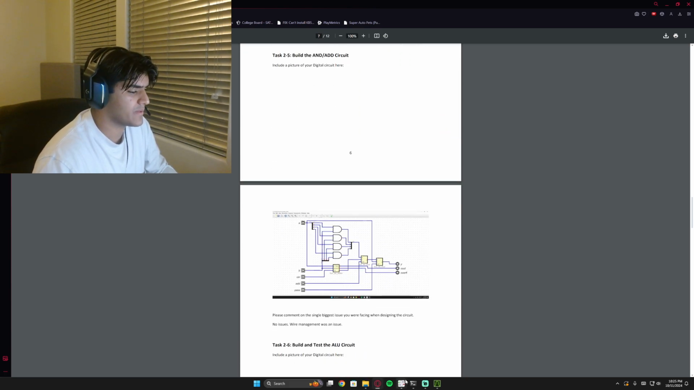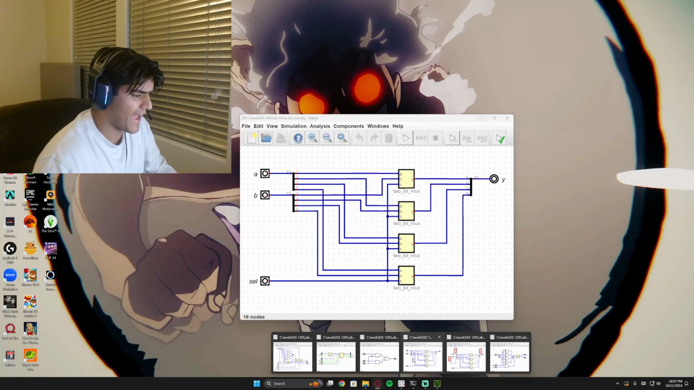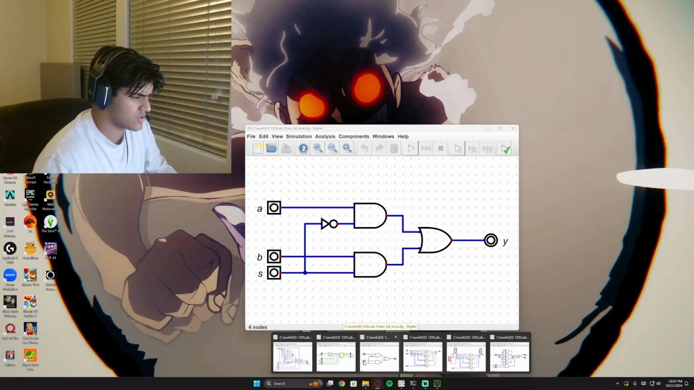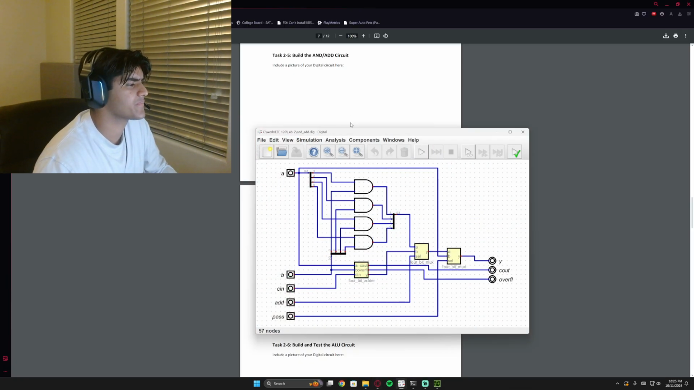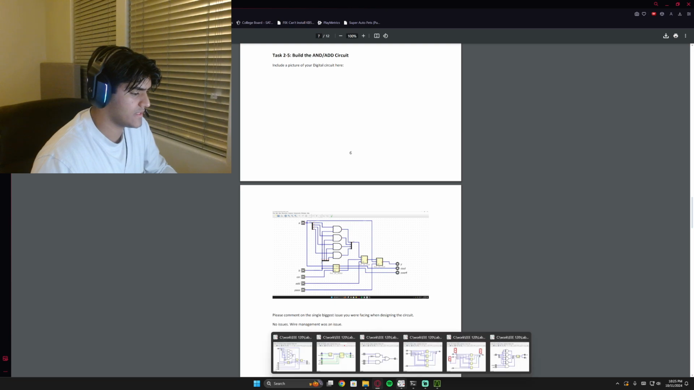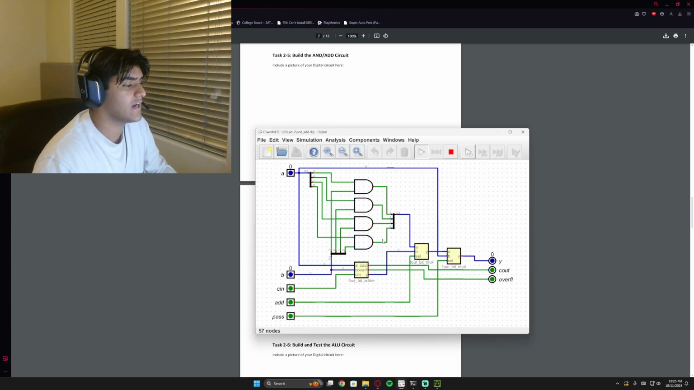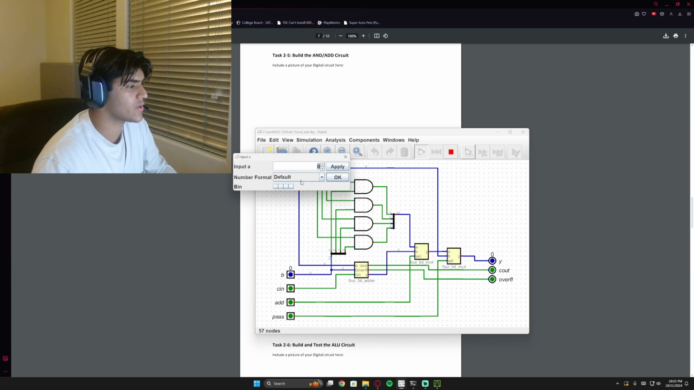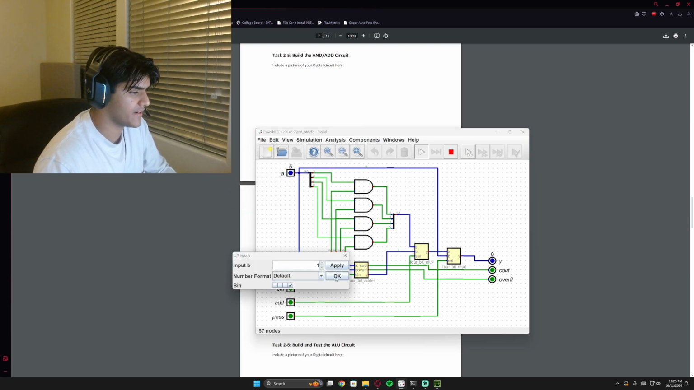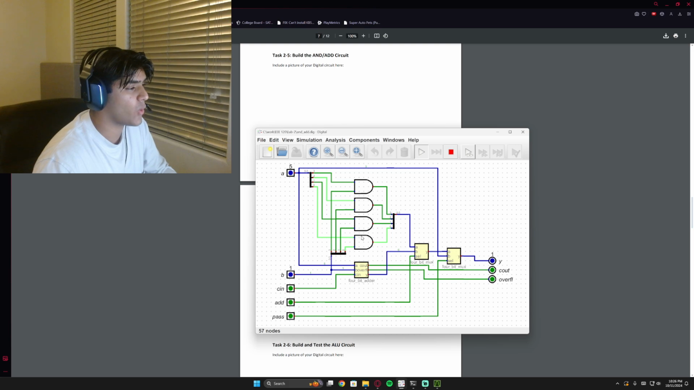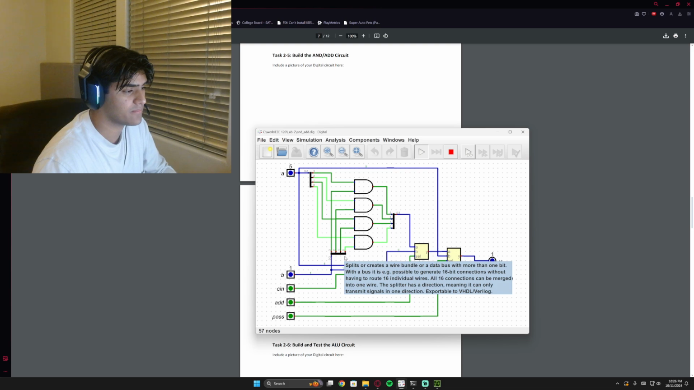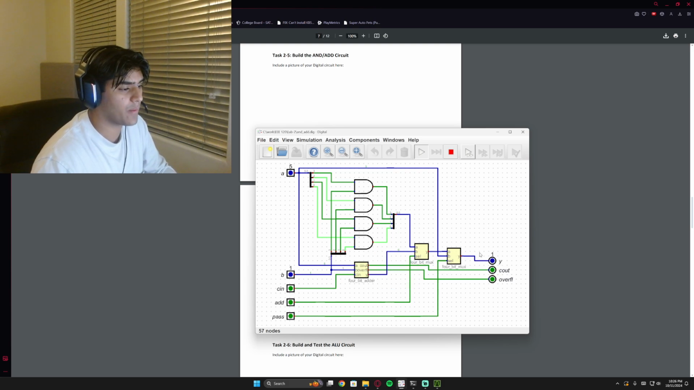Next, we built the AND/add circuit here. This basically did the logical AND. If I do 5 here and 1 here, the output will be 1, because the only bit in common between 5, which is 0 1 0 1, and 1, which is 0 0 0 1, is the first bit, which is 1. So the output would be 1.